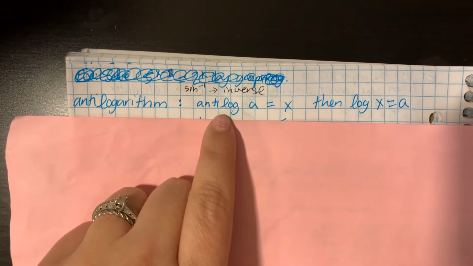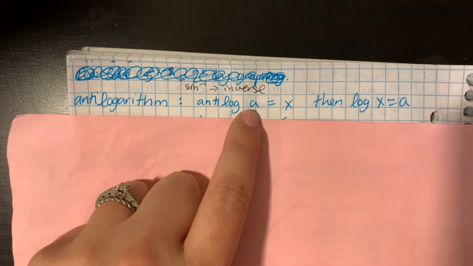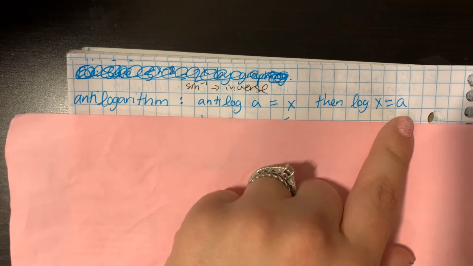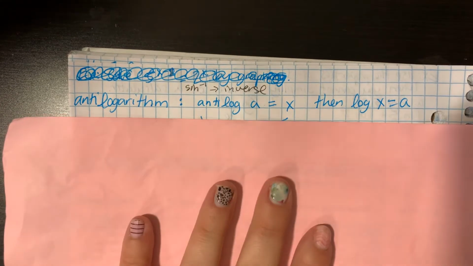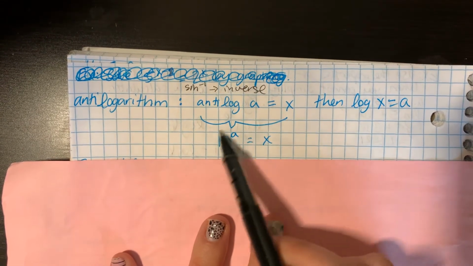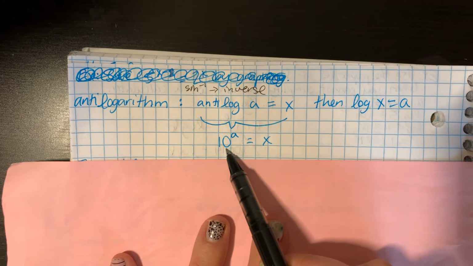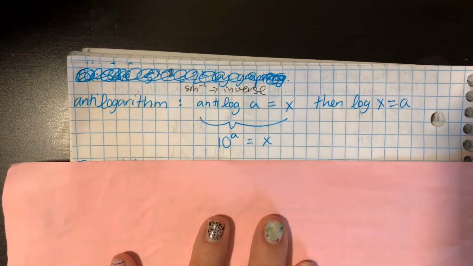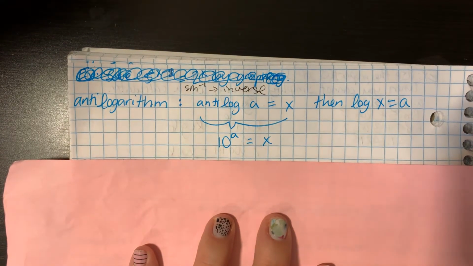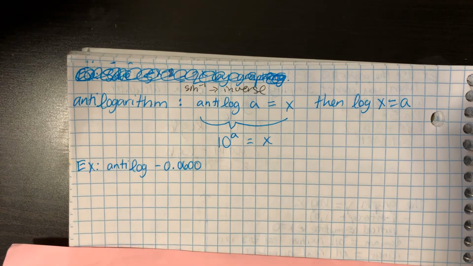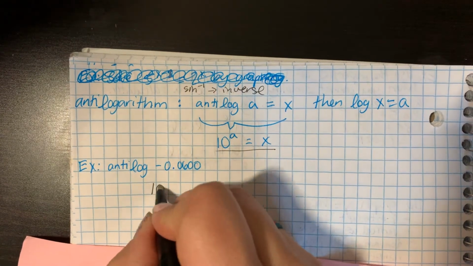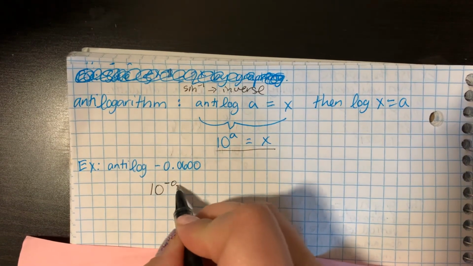An anti-logarithm, you'll see it written like this. Anti-log of a equals x. Remember that log of x equals a. Just doing the inverses there. What this anti-logarithm is really saying is 10 to whatever this is equals x, because this doesn't have a base. So anti-logarithm is just another way to write our exponential. So it'll say the anti-logarithm of this. We're just going to use this concept right here. We're just saying 10 to this.